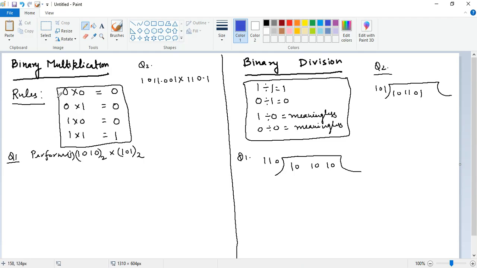Today I am going to start binary operations. Firstly, we will discuss binary multiplication. In the previous video, we discussed binary addition and binary subtraction. Now, today I am going to start with binary multiplication.